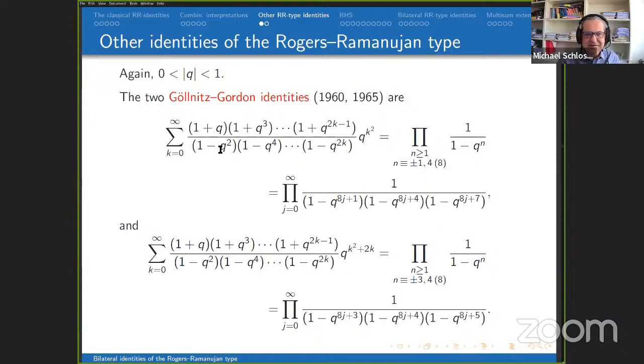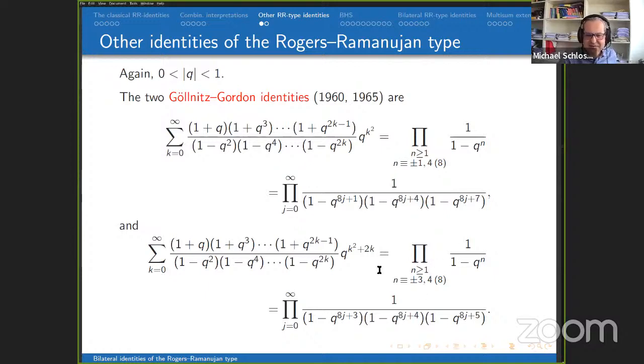Here you have k factors, but with q squared, q fourth, up to q to the k. And here you have pluses instead of minuses and odd exponents instead of the even ones. And again, a quadratic power of q. On the right-hand side, you take again the generating function of all partitions, but you only take those exponents which are congruent to 1, 4, or 7 mod 8.